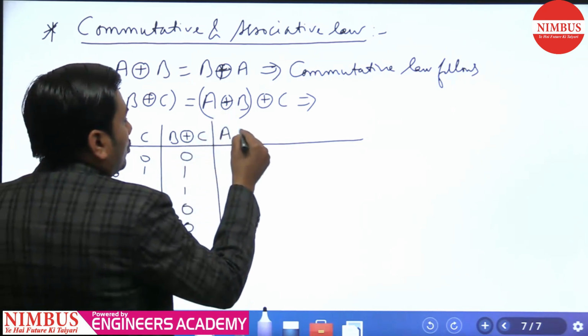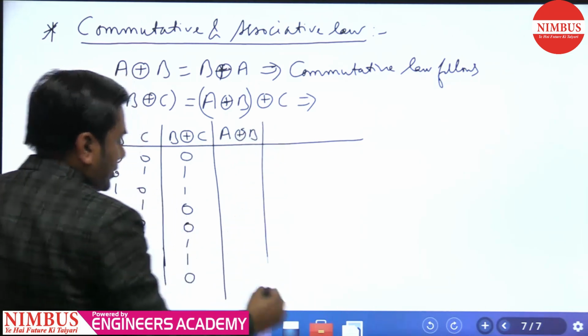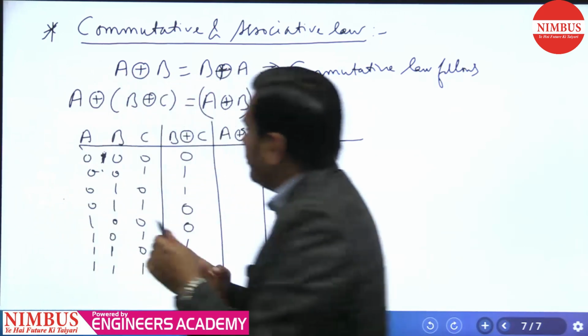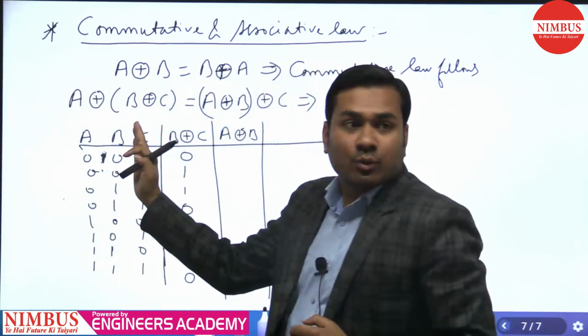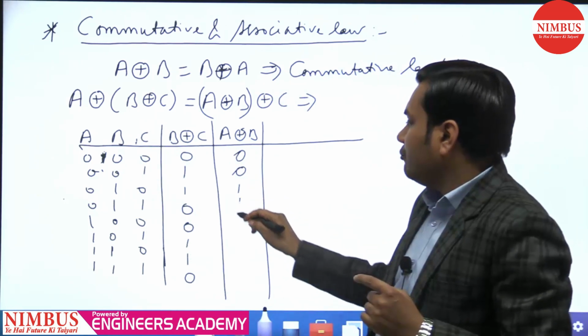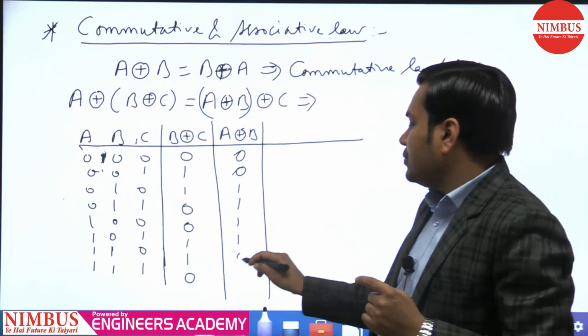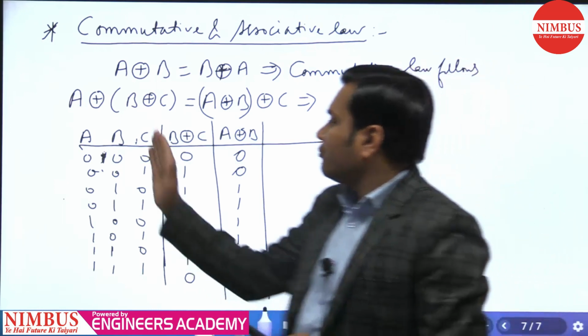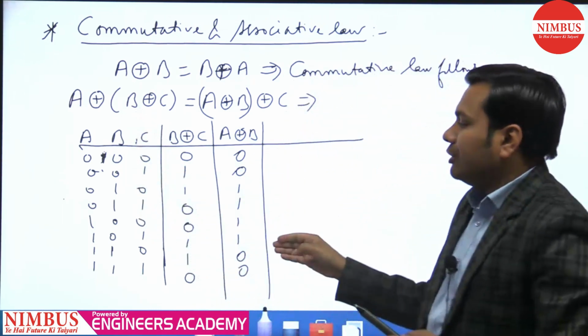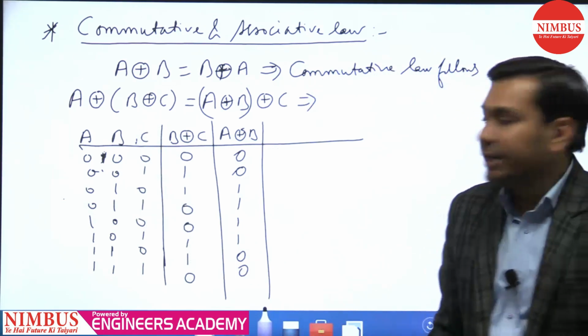For A XOR B, we have 0 0 1 1 1 1 0 0, right?